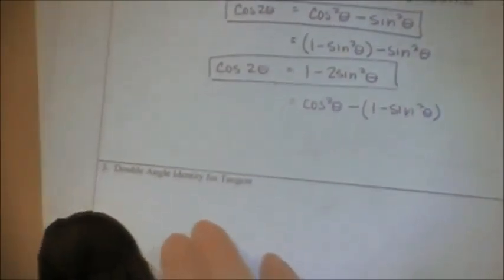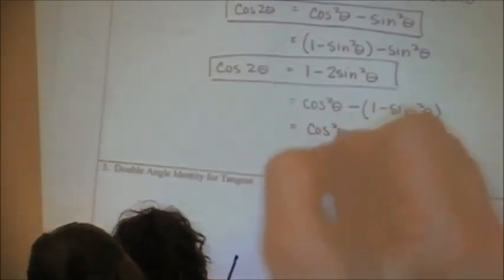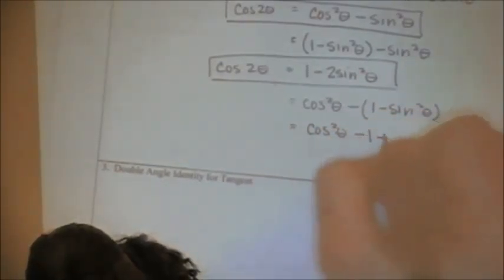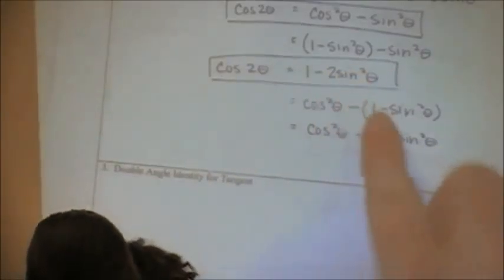Now in this one you have to distribute the negative. So I'm going to take a line to do that so I don't lose anybody. So that'd be minus 1 plus sine squared theta, because I'm distributing that negative.